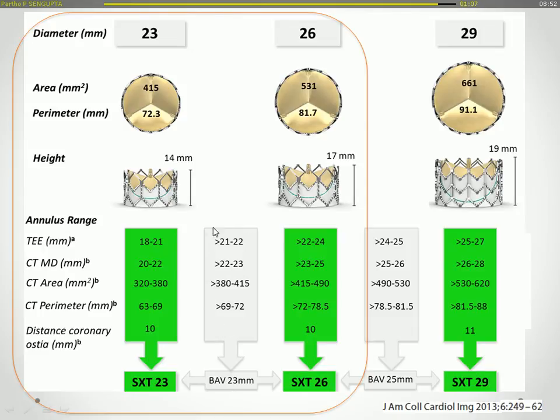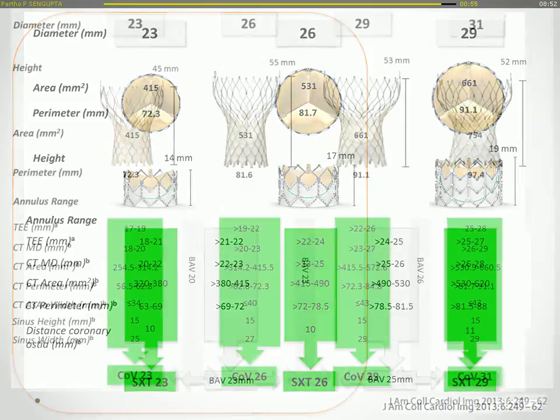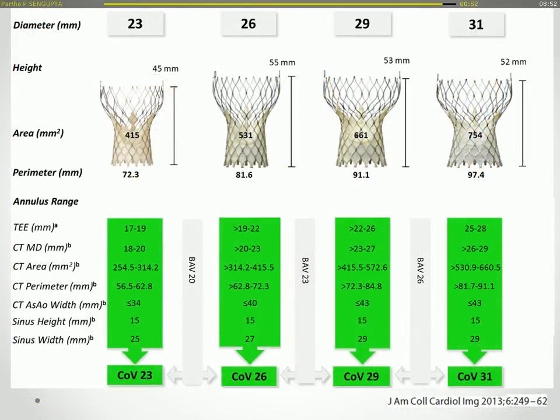Some of the borderline cases, therefore, provide us an opportunity for having multiple imaging modalities taken into consideration, and also we do the confirmation just immediately before the procedure is done. And these are some of the standardized recommendations for sizing we use for the CoreValve, which is undergoing a clinical trial in the United States.